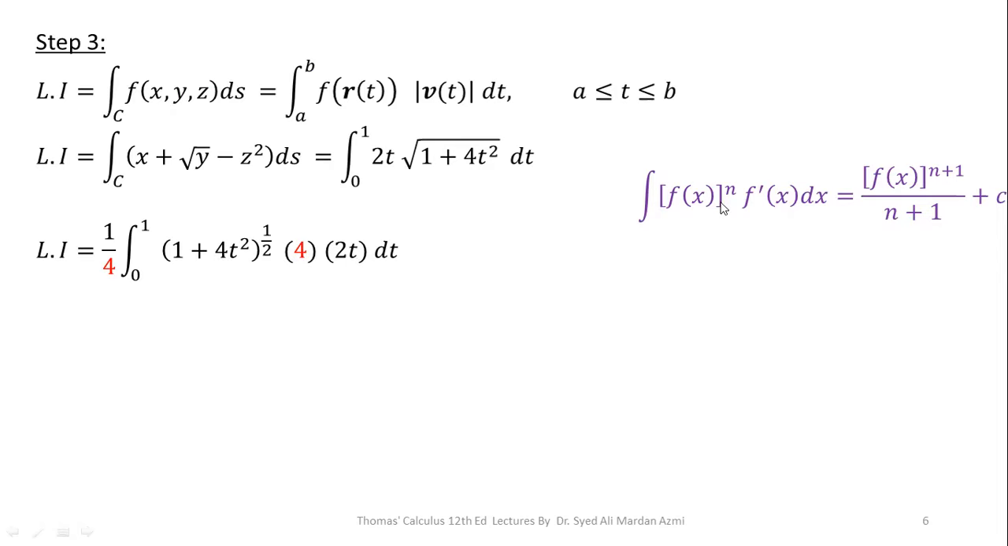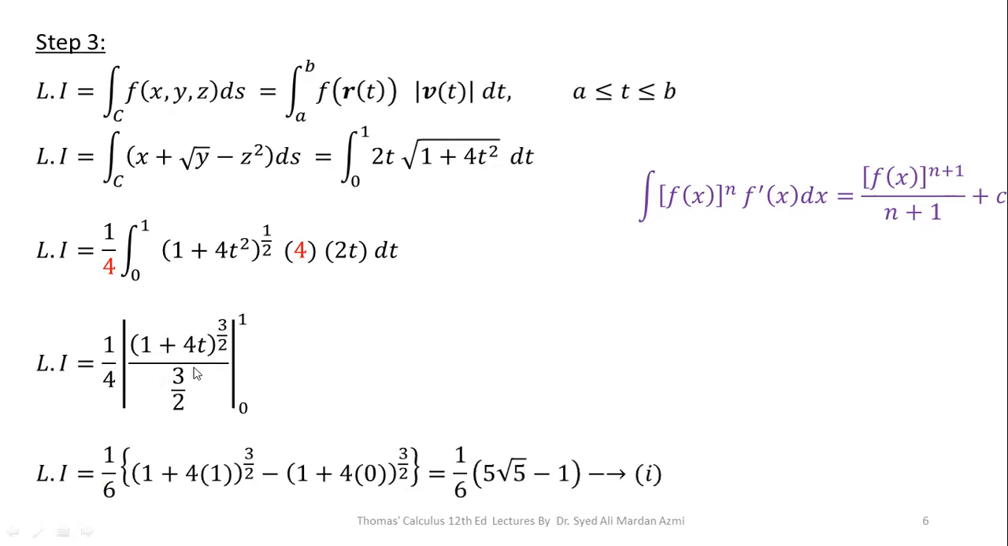So in the next step, we can apply this formula to integrate it as 1 by 4 remains as it is, (1 plus 4t square) raised to power 3 by 2 over 3 by 2. We have added 1 to the power and divided by the same. Now in the next step, this 2 will balance out this 4 and we get 1 by 2, and 1 by 2 into 1 by 3 is 1 by 6. And we have also applied the limits, upper limit minus lower limit.